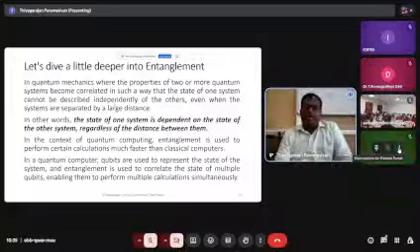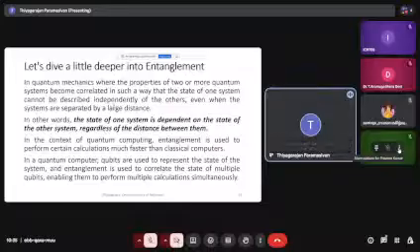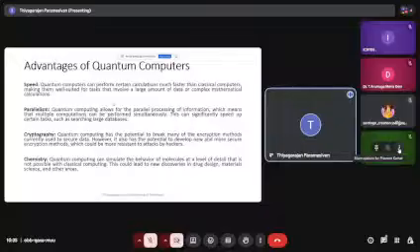In other words, the state of one system is dependent on the state of the other system, regardless of the distance between them. The two toys I mentioned can be in the same room in the same building, or in two different countries, two different worlds. Never mind. You change one, and the change of state will be reflected in the other. This is what quantum entanglement is all about.